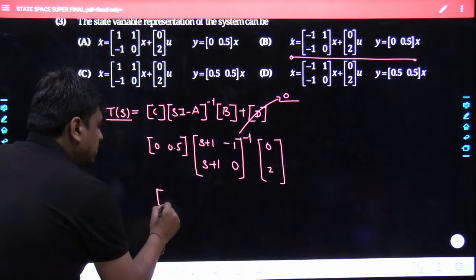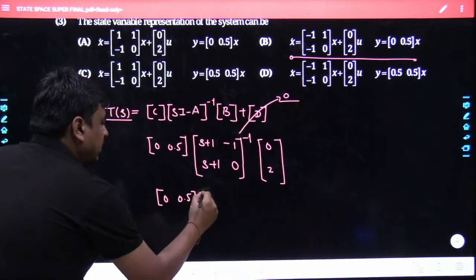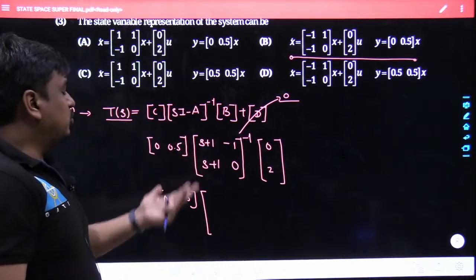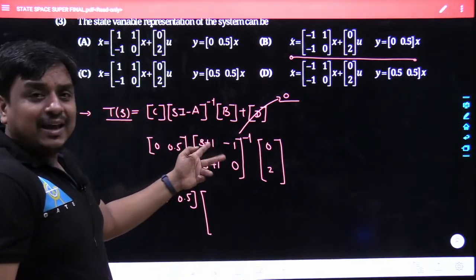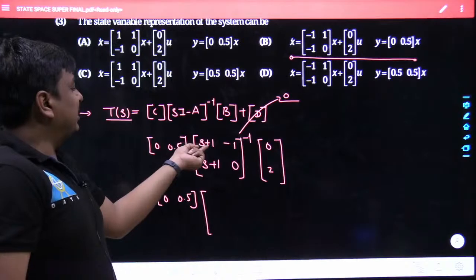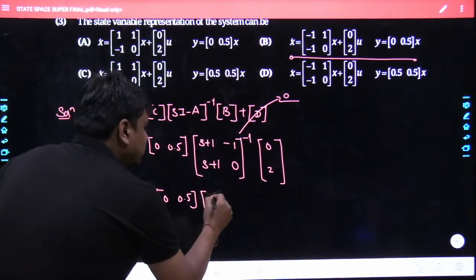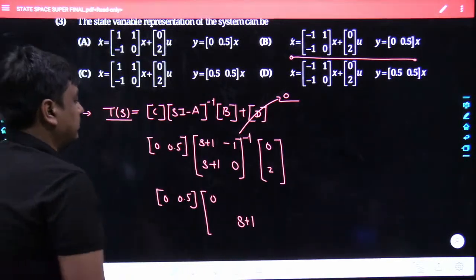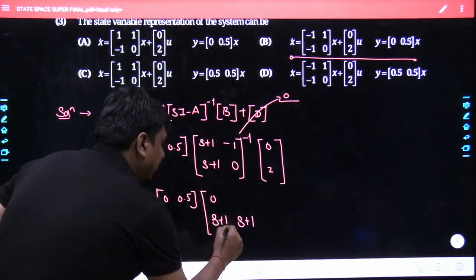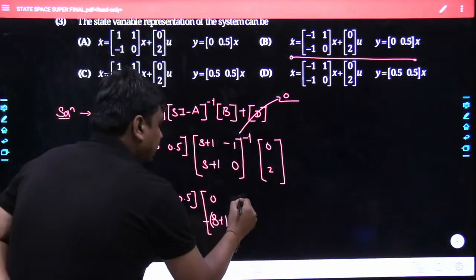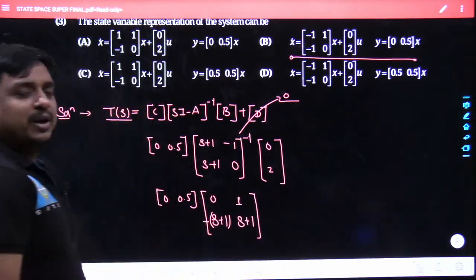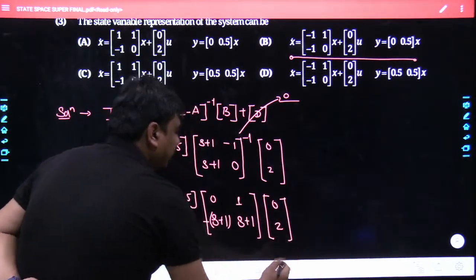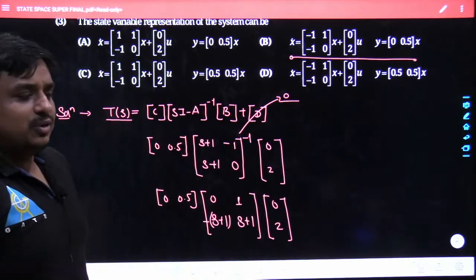So here comes 0, 0.5. If we had to focus over the inverse of this square matrix, what would be the procedure? If it is a 2 cross 2 in nature, definitely the diagonal elements would get swapped. So this 0 would come over here, this s plus 1 would come over here. So here goes 0, here comes s plus 1. And here goes s plus 1 multiplied with a minus sign, and here it would become +1. And now it has to get multiplied with 0 and 2. Agreed?